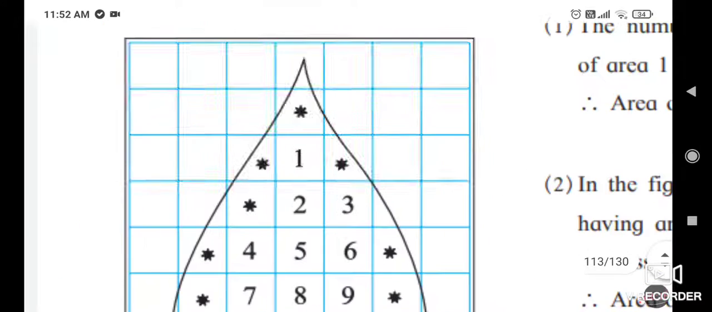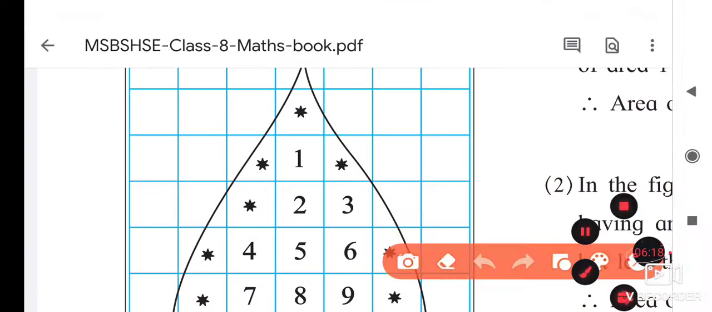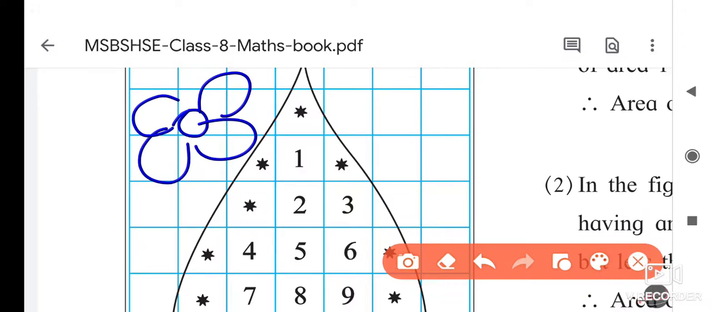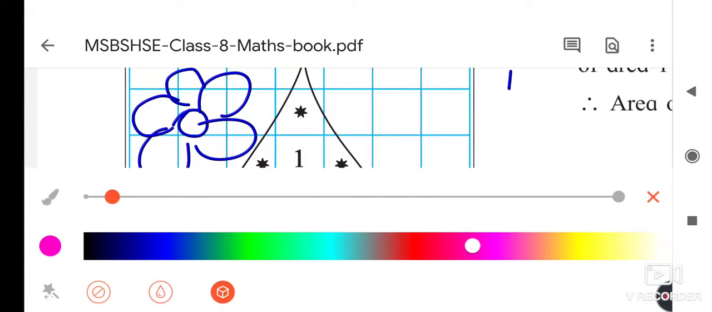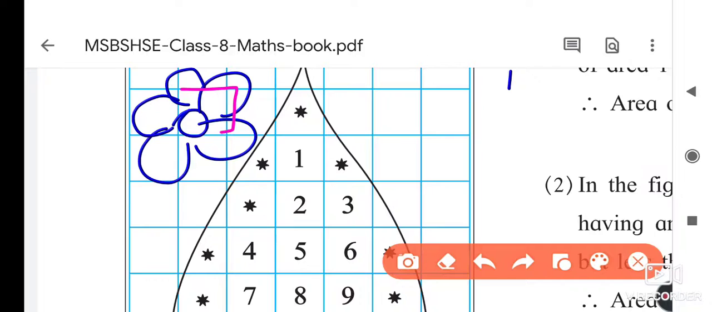Now if we take a flower, suppose this is a flower. First of all, how many complete squares are there? One complete square is there. If you see here, this much is the complete square, included inside the complete square. After that, how many are more than half?